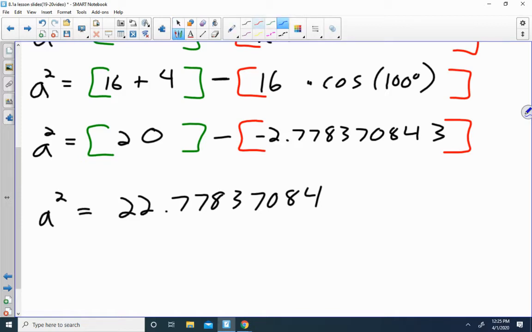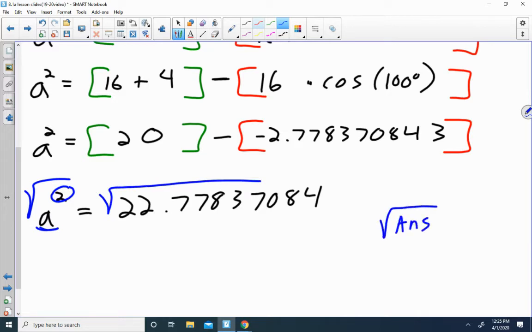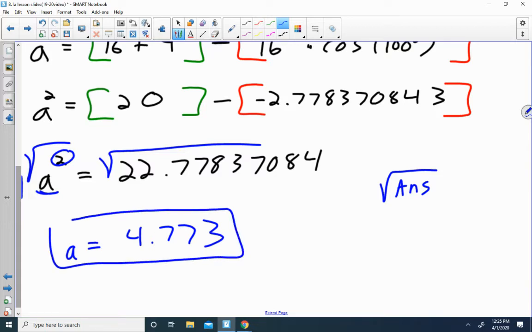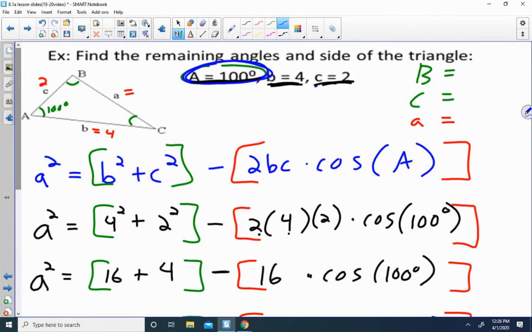We're not done yet because we just want little a. We don't want the square. So to solve it, take the root. That just means you have to take the square root of the previous answer. So do that, square root of 22.77, and you will get little a. And little a should be 4.773, when you round to 3 decimal places. So there you go. There is little a: 4.773. Awesome.